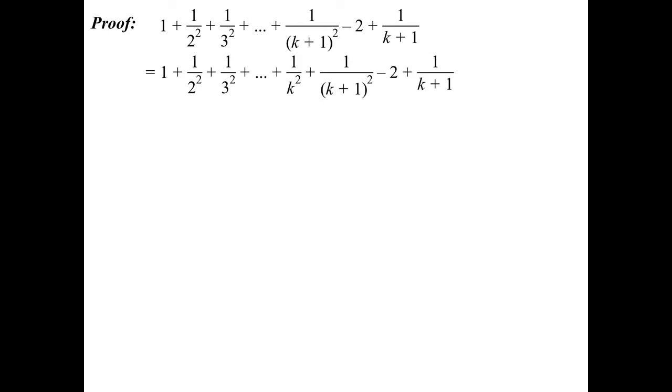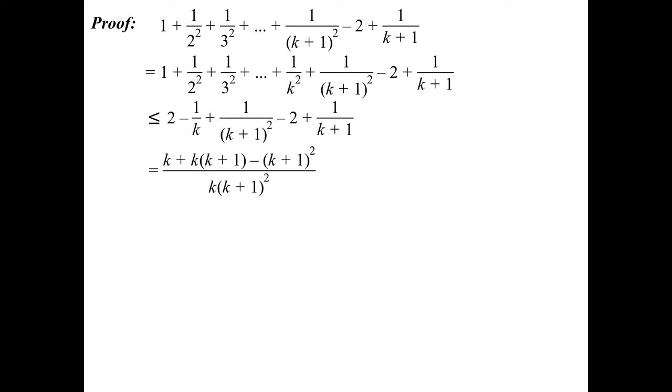So I split my sum. I'll pull out the k plus 1th term. There's the assumption, 1 up to 1 on k squared, which we said was less than or equal to 2 minus 1 on k. Nicely, I've got a 2 minus 2 in there. That's good. What else can we do there? Well, I pull it all together into one fraction, I guess.